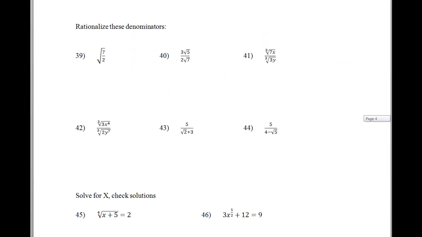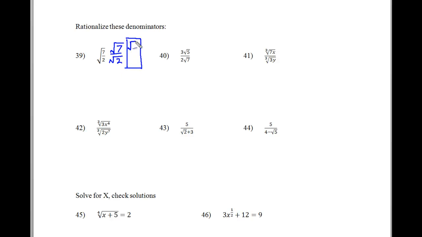So let's take a look at 39 through 44. Again, the purpose is that we cannot have a radical in the denominator. So our goal is to multiply these until we get it to a rootable number. Now I'm going to split this one up just because I only want you to focus on the denominator. The square root of 2 is not rootable, but a number that is rootable that's close to 2 is 4, because the square root of 4 is 2.